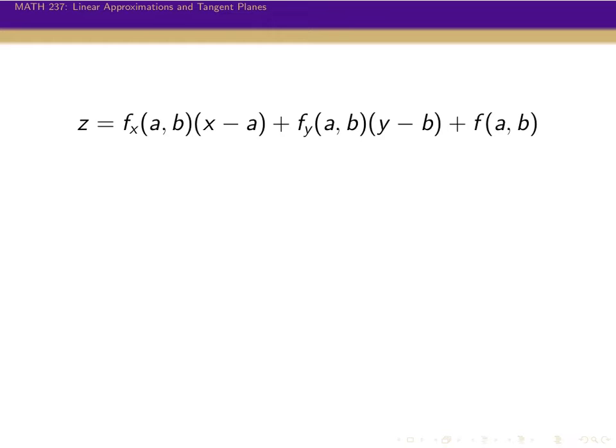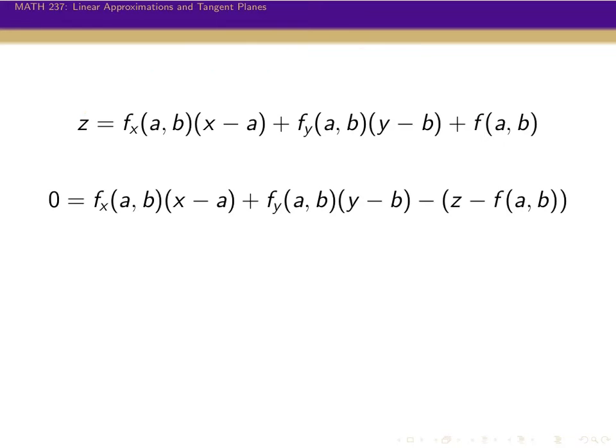So let's write this back and think about this as a graph. Z is equal to this linear approximation. Well, what if we moved Z now to the other side? So we can rewrite it as 0 is equal to the partial in terms of x times x minus a, plus the partial in terms of y times y minus b. And then I'm going to write minus z minus f of ab, so that I'm matching z minus f of ab to y minus b and x minus a. And this is the equation we get. Well, so looking at this, remember, this is a constant.